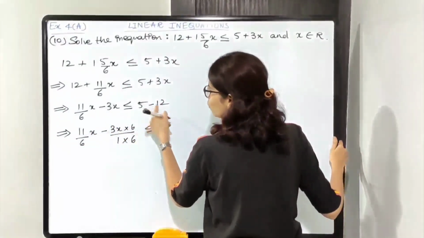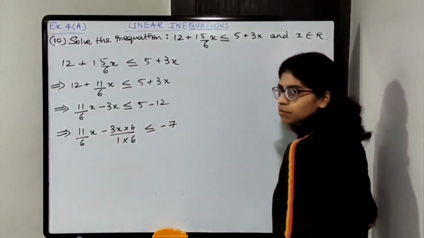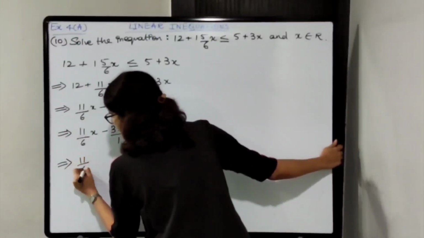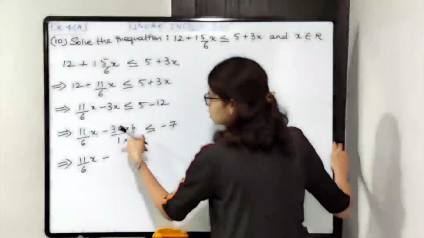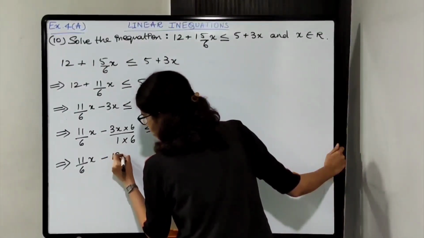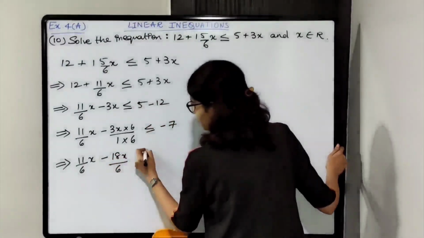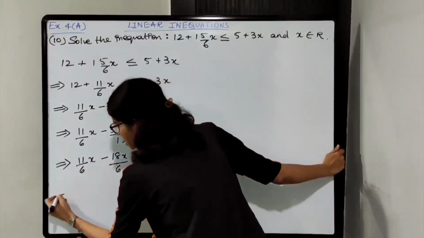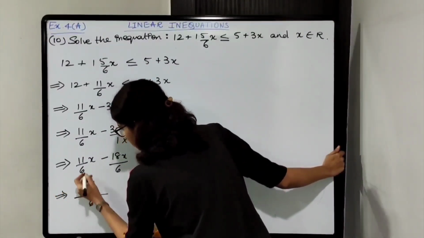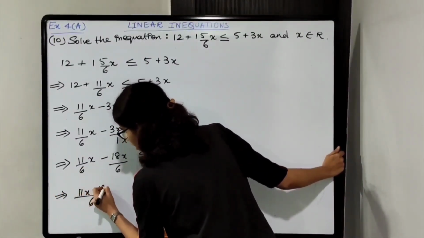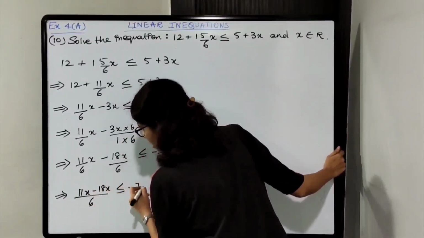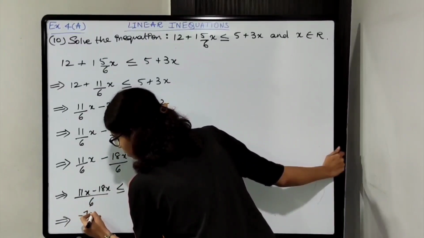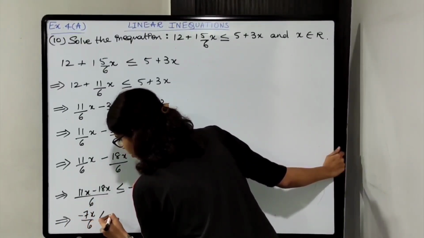Is less than or equal to 5 minus 12 is minus 7. Okay. 11 by 6 of x minus 3 6 are 18 x upon 6 is less than or equal to minus 7. Common denominator ले सकते हैं. So 11x minus 18x is less than or equal to minus 7. So we get minus 7x upon 6 is less than or equal to minus 7.